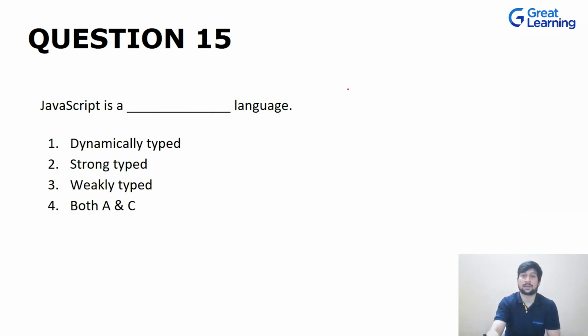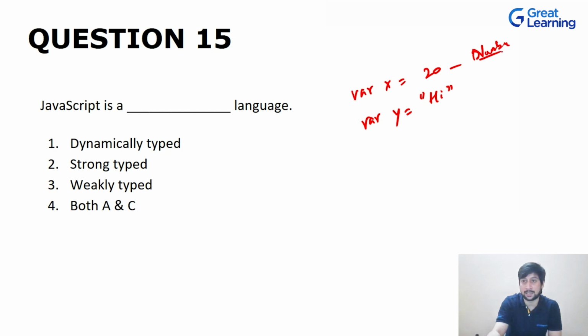Now when you talk about JavaScript, if you have to define a variable, what you will say? You will say var x equal to 20, then you will say var y equal to high. This is how you define. As you can see here, you are defining a data type which is of type, the type of this data type is number, the type of this data type is string. But you are defining both of them with the help of this var keyword. Now this is something which is known as dynamically typed. Okay, so JavaScript is a dynamically typed language.